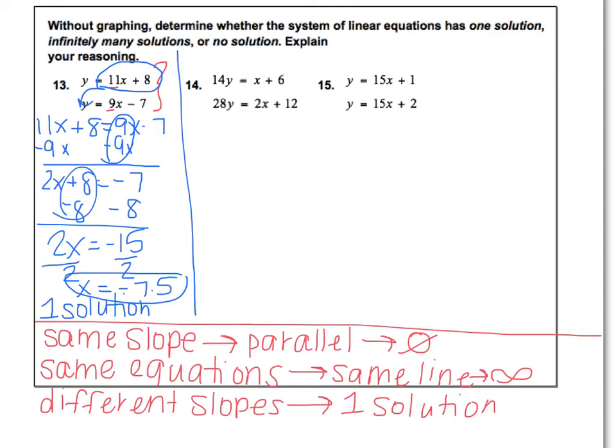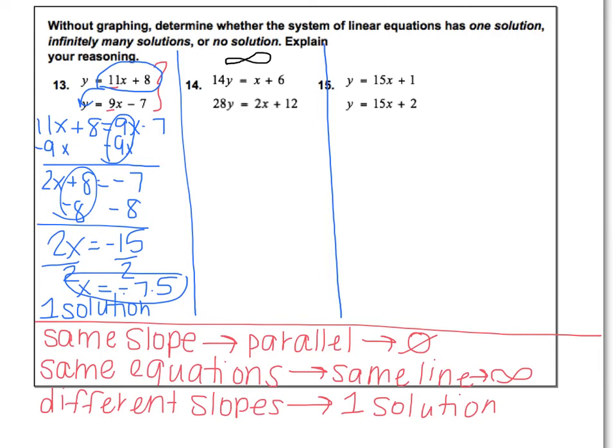When I go to problem 14, a lot of students began to notice that the second equation was just 2 times the first equation. So my 14y doubled was 28y, my x doubled was 2x, and my 6 doubled was 12. So a lot of students said right off the bat that these two are the same equations and it would be an infinite number of solutions.